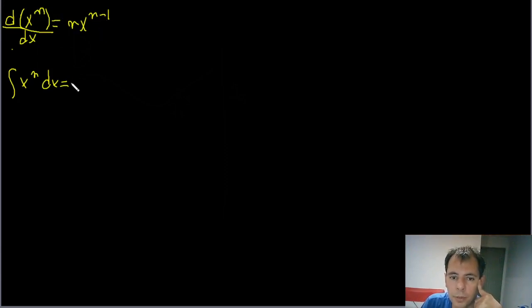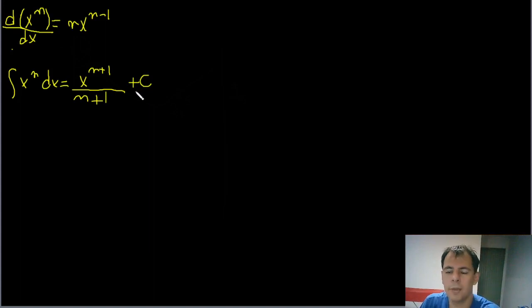Now, if you want to do the integration, you do the opposite in the reverse order. So you do x to the n plus 1, and you divide the whole thing by n plus 1, plus c. But we don't have to worry about the c for now. In this example, we're not going to have to worry about the c.